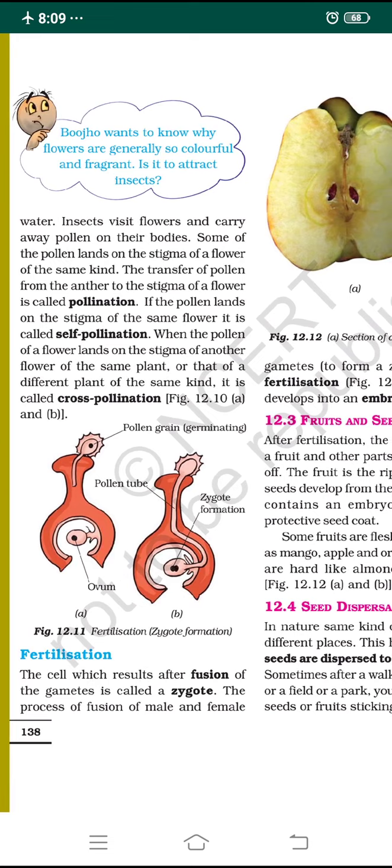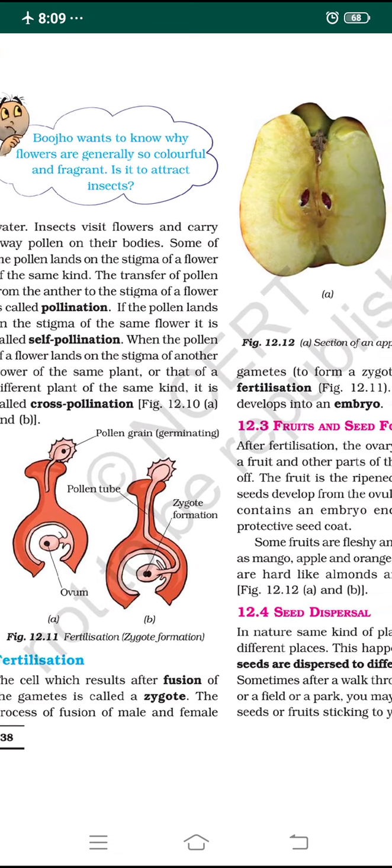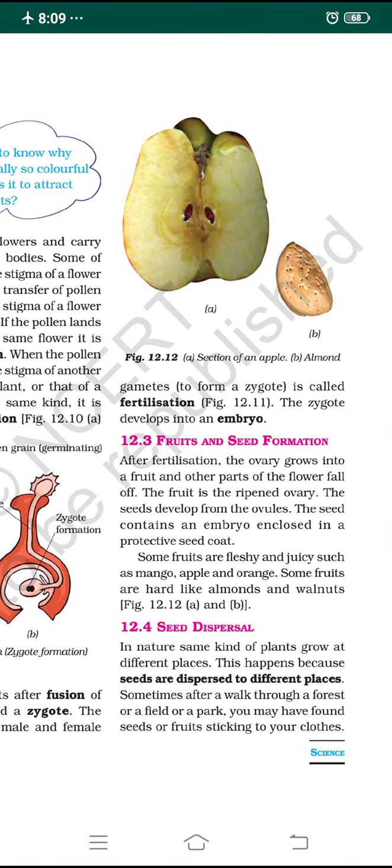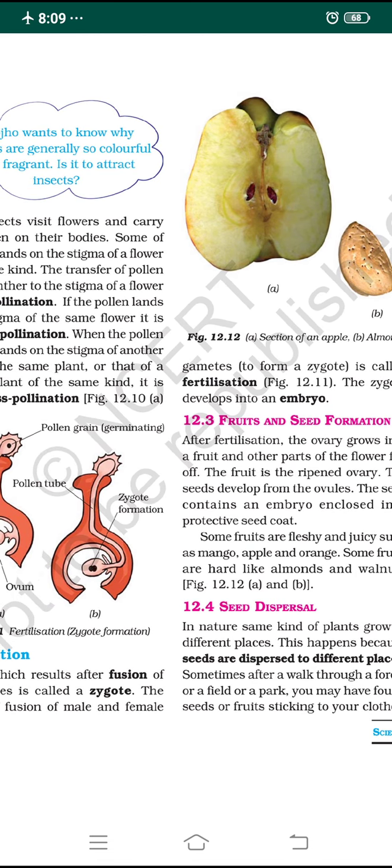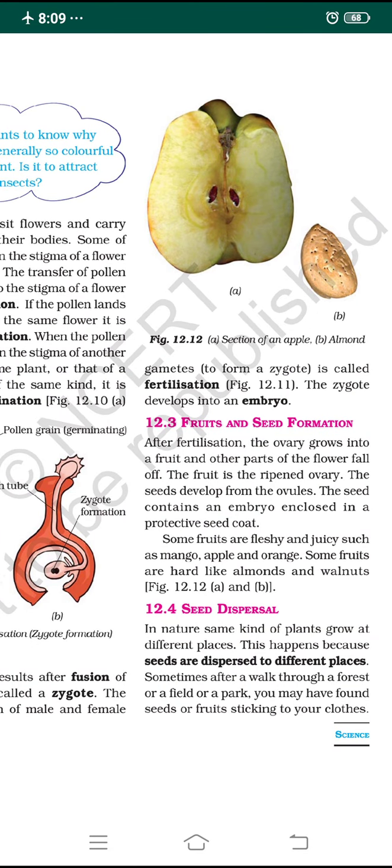The cell which results after the fusion of the gametes is called the zygote. The process of fusion of male and female gametes together to form a zygote is called fertilization. The zygote then develops into an embryo, which then becomes a seed, then a fruit.